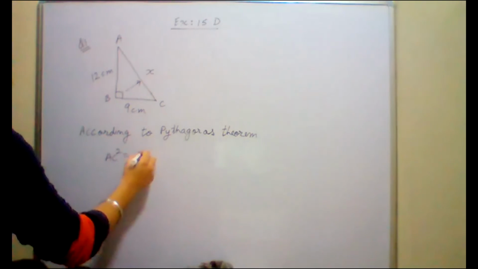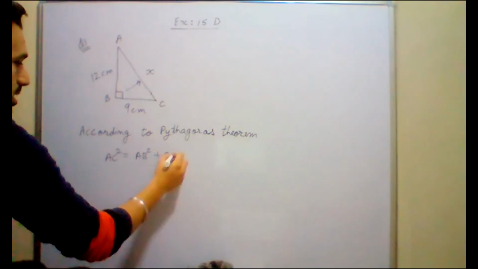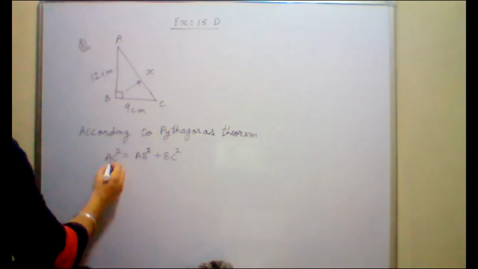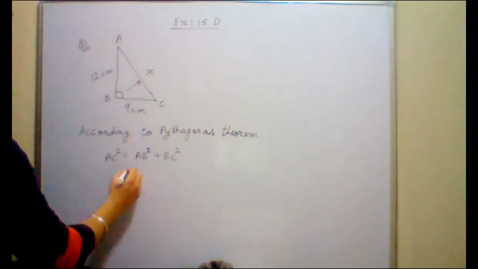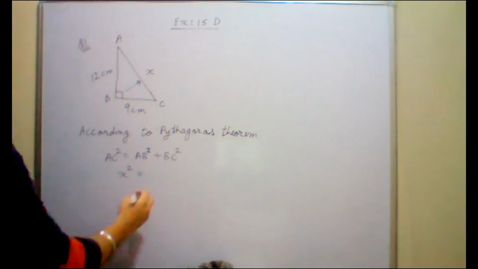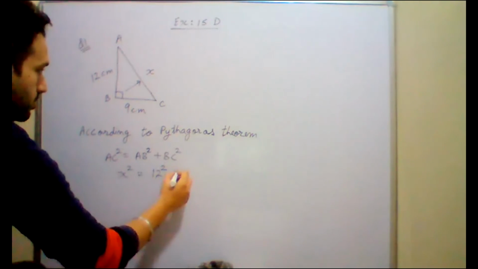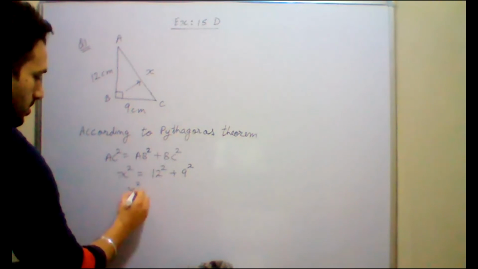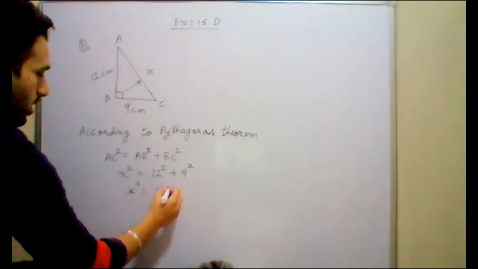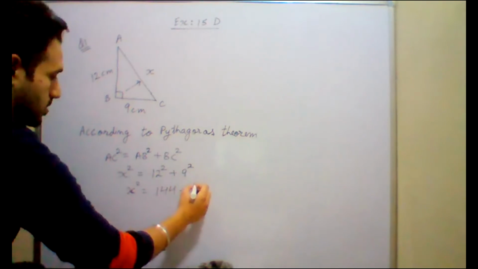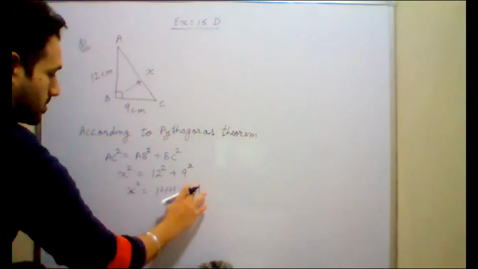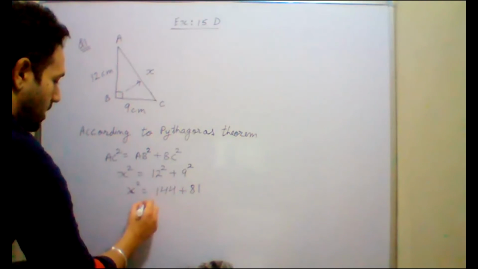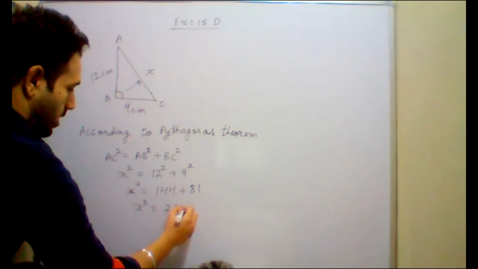According to the Pythagoras theorem, we can say that AC square is equal to AB square plus BC square. We know it will be like this. Now what is the length of AC? It is x. x square is equal to AB square, meaning 12 square, plus BC square, meaning 9 square. 12 square is 144, 9 square is 81. What is the sum of 144 and 81? It is 225.